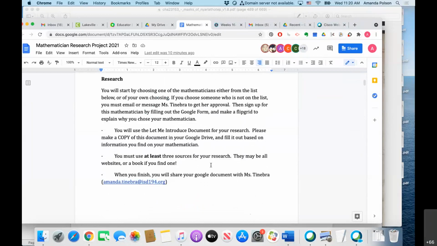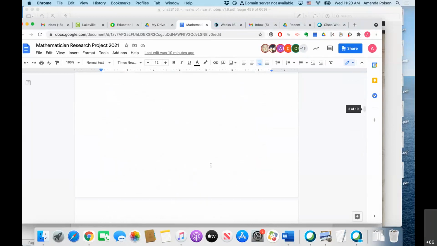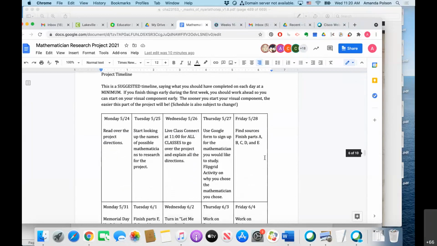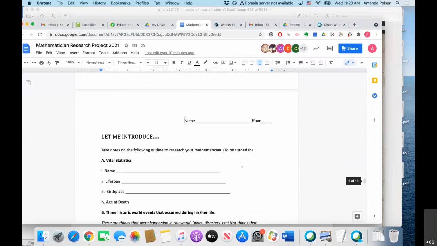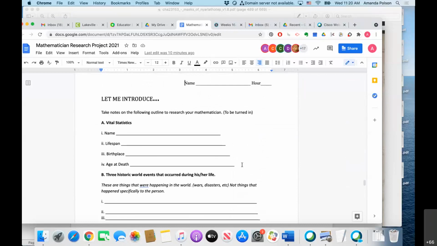So after you've chosen your mathematician, the next part, and it says on our Friday, find sources, finish parts A, B, C, D, E. So that is down here in the "let me introduce" section. This is where you're going to fill in your information as you're finding it. Yes, this project goes until week 18. Okay? So in here, this is where you're going to start typing your information.